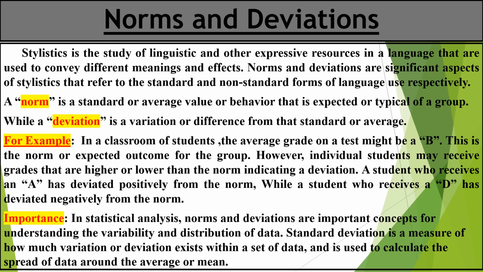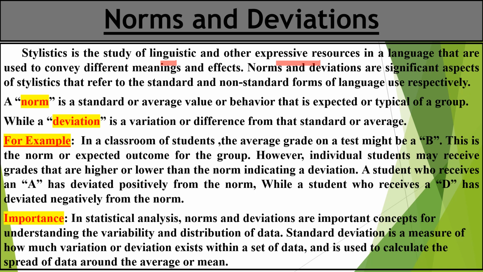of society. What is a social norm and what is a social deviation? Then we will move toward linguistic norms and linguistic deviations. Stylistics is the study of linguistic and other expressive resources in a language that are used to convey different meanings and effects. So in stylistics, we talk about those resources of language that are used to convey different meanings and how we can convey different meanings by deviating from those patterns.